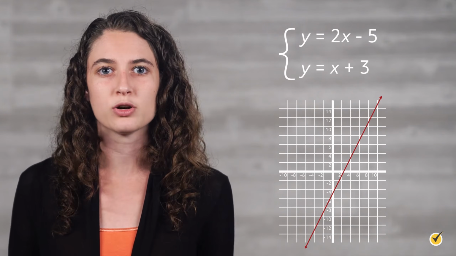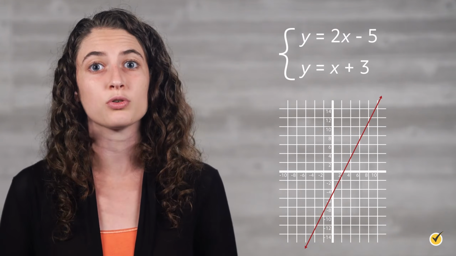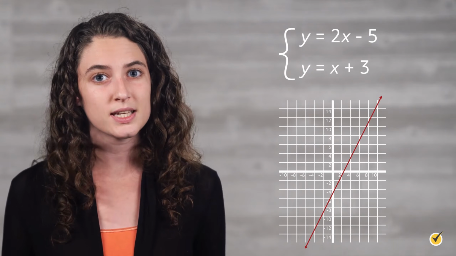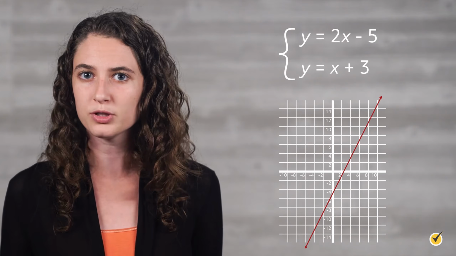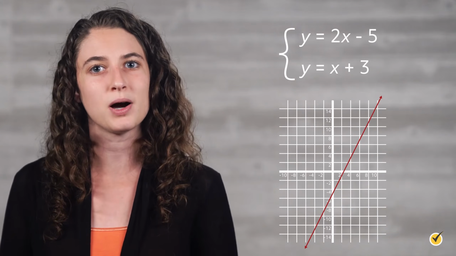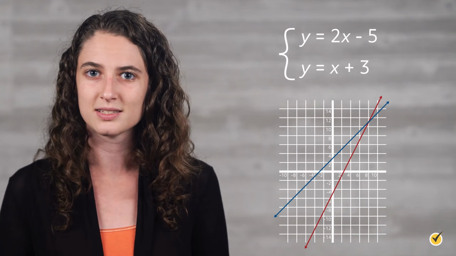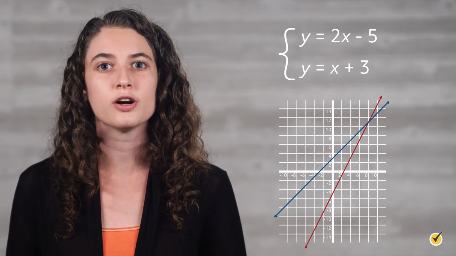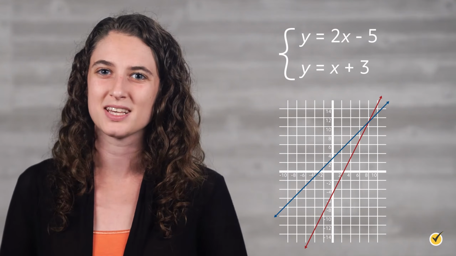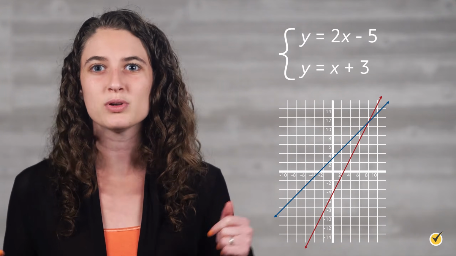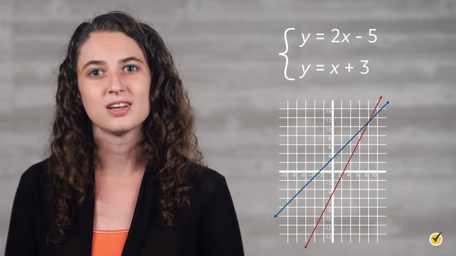The second equation, y equals x plus 3, is also already in slope-intercept form, and we can see that it forms a line with a slope equal to 1 and a y-intercept at positive 3, so it looks like this. Believe it or not, drawing the lines is the hardest step in this process. All that's left to do now is see where the lines intersect.